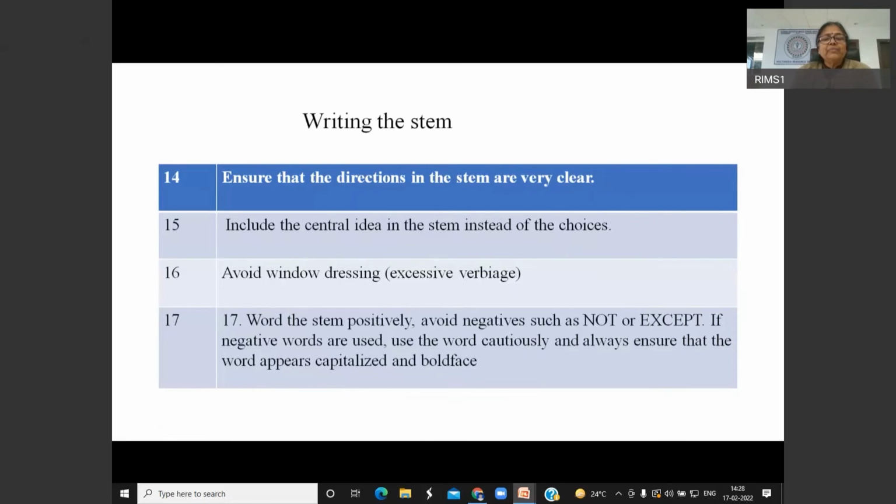Then the stem should be written positively, not negatively. And so we should avoid the words "not" and "except". Earlier we were using this in different formats, and it is still being used where they are using it. But we should avoid "not" or "except" options in any of the statements.